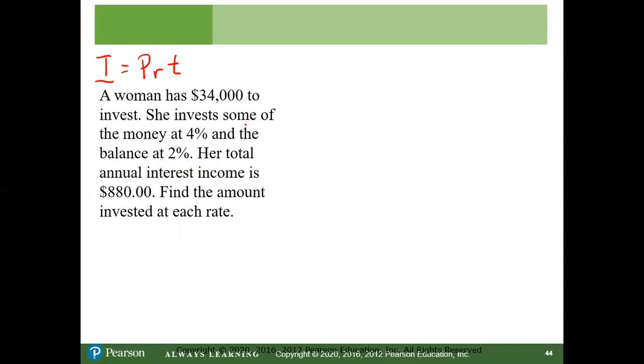Okay. So what we're going to do is set X as some amount of money. So X is the amount of money that this woman is going to invest, the amount of money that she invests into the 2% account.